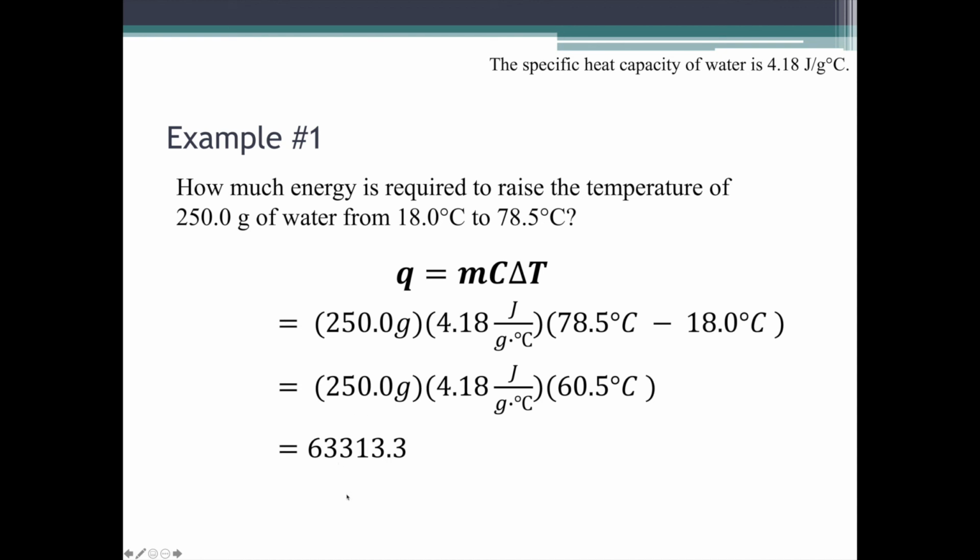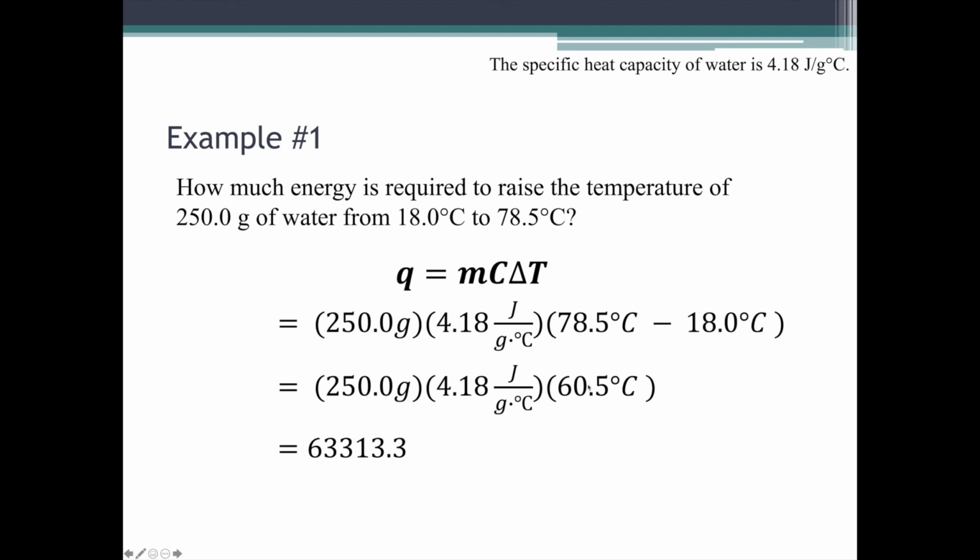63,313.3. That's a lot. We're going to look at sig figs. Considering sig figs, I had 4 significant figures here, 3 significant figures here, and 3 here. Remember, going from here to here, right? Subtraction goes by the least number of decimal places. Both of these had 1 decimal place, so when I input it here, it had 1 decimal place. So I'm going to consider this number with 3 sig figs in my final calculation.